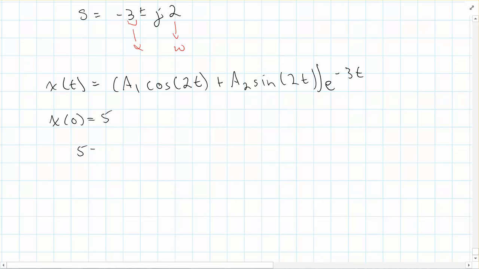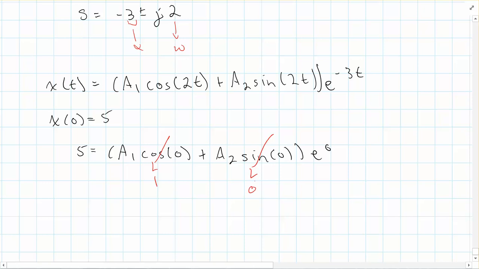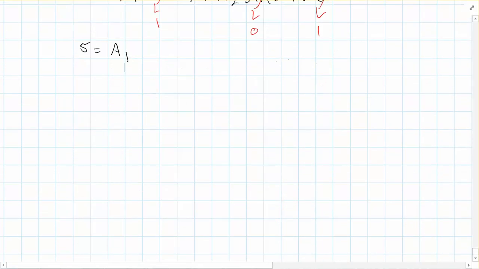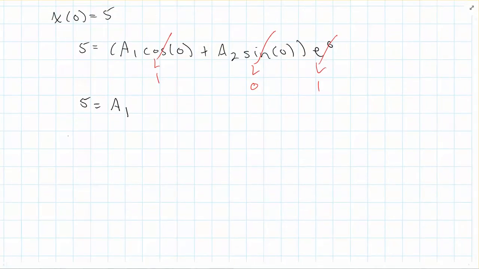So I have 5 is equal to a1 cosine of 0 plus a2 sine of 0, e to the 0. And then, of course, cosine of 0 goes to 1, sine of 0 goes to 0, e to the 0 goes to 1. And we get really nice here that we get a1 right away. 5 is equal to a1. And then I believe my other initial condition, x prime at 0, was equal to 1.